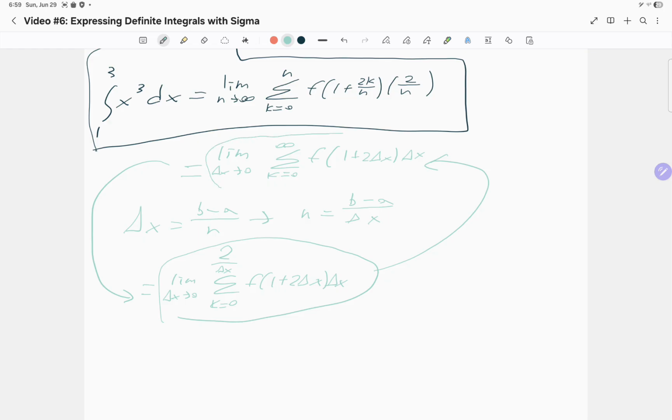But is this really useful? No, I don't think it is anyway. But if you wanted to put it like that, nobody's going to stop you. And that makes sense conceptually as delta x approaches 0 there. The denominator is going to get smaller and smaller. And as it approaches 0, 2 divided by such a small value is going to approach infinity, which is why this makes sense to what we have up here.